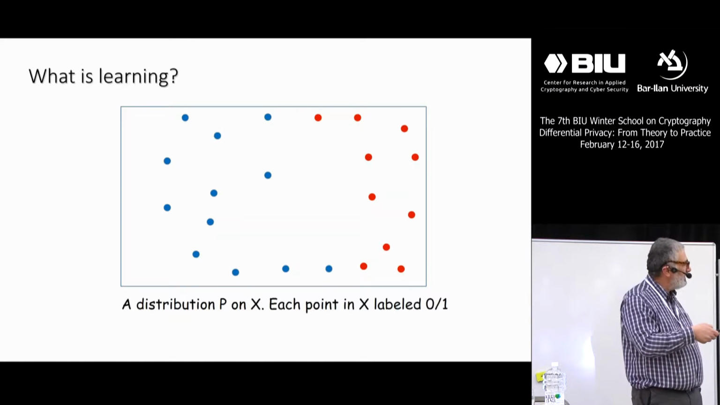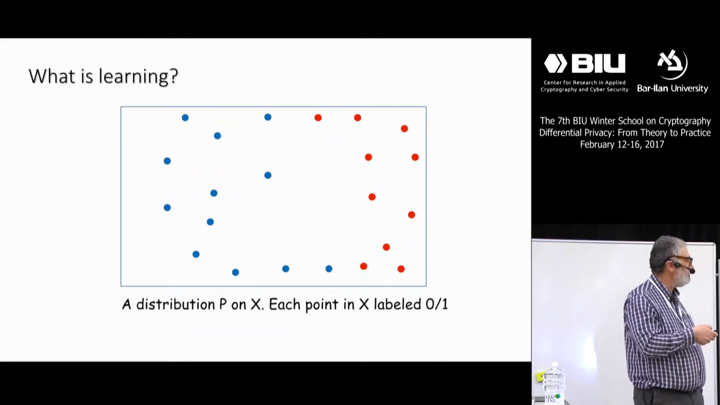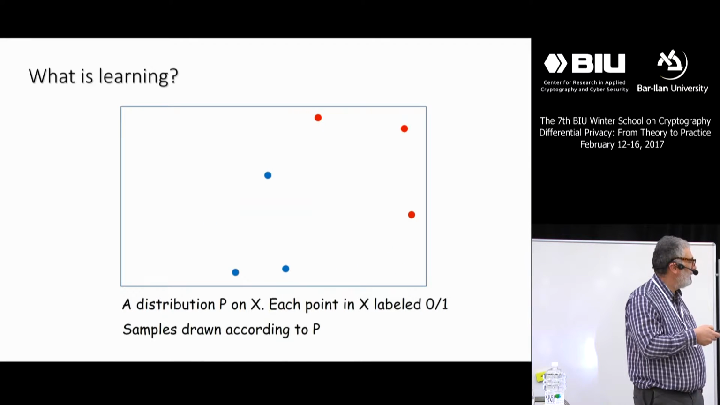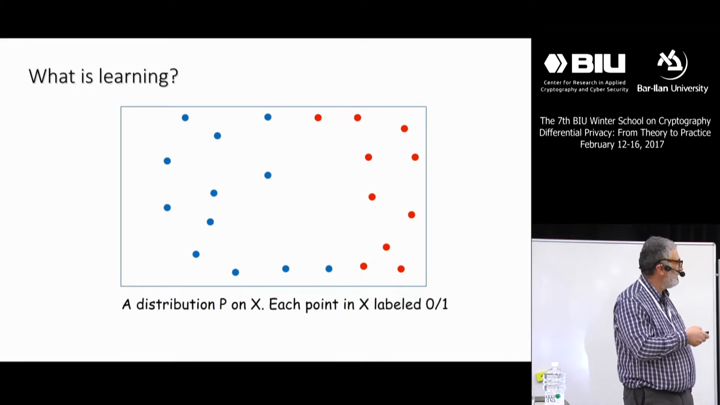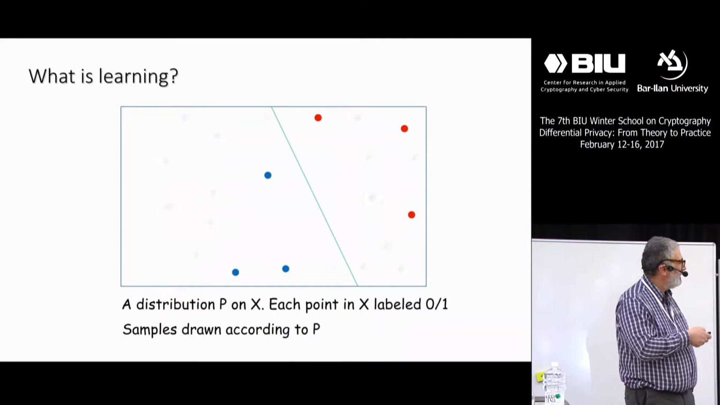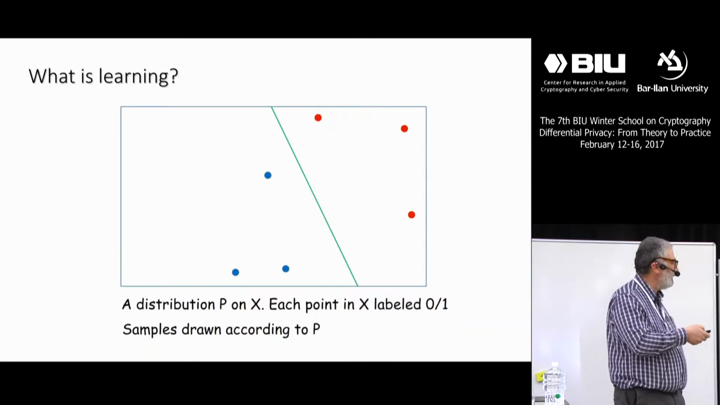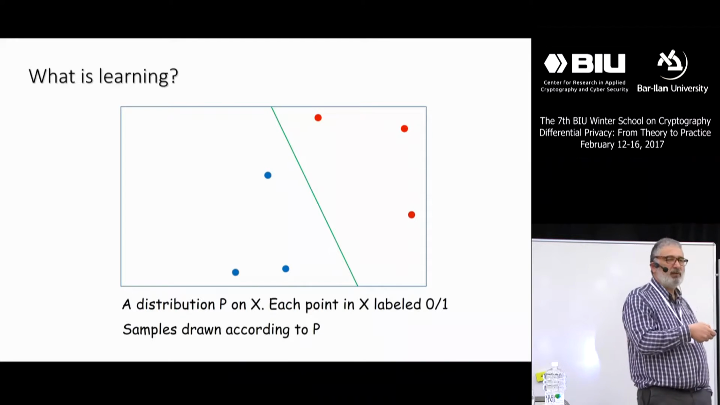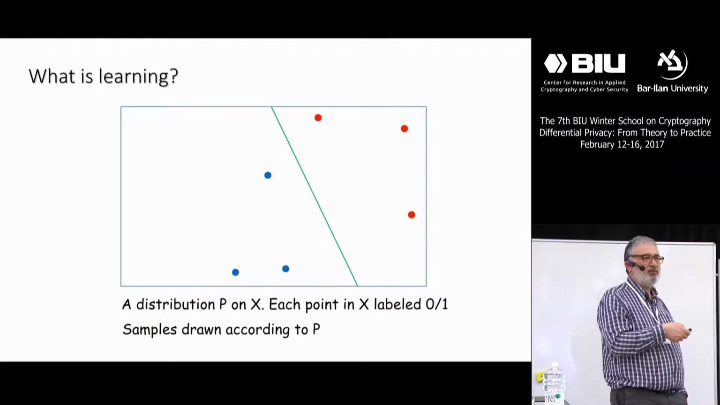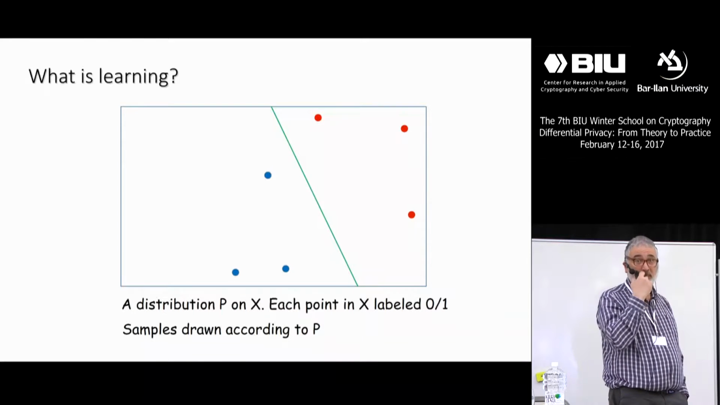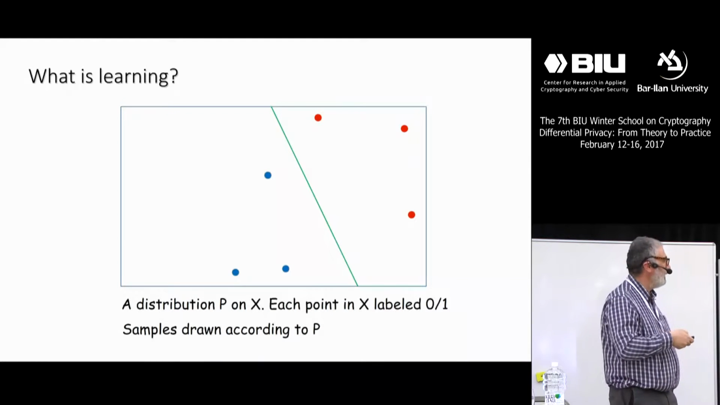But we get to see a sample from the distribution. And then we try to come up with some, so this is, maybe that was the entire domain and the labels. We only see a sample, and we try to come up with a function. I will call this function a hypothesis that tries to distinguish between those points that should be labeled red and the points that should be labeled blue.